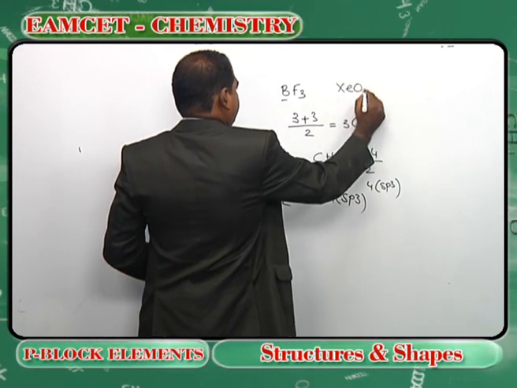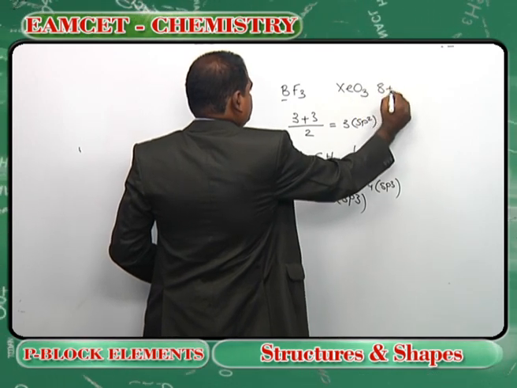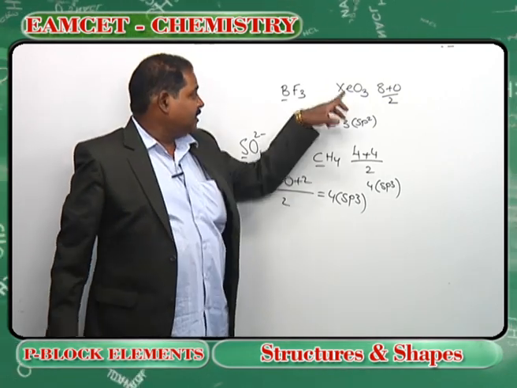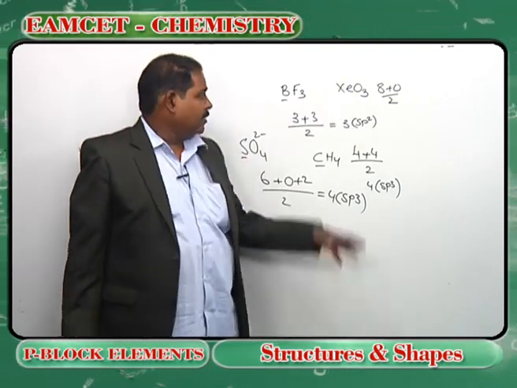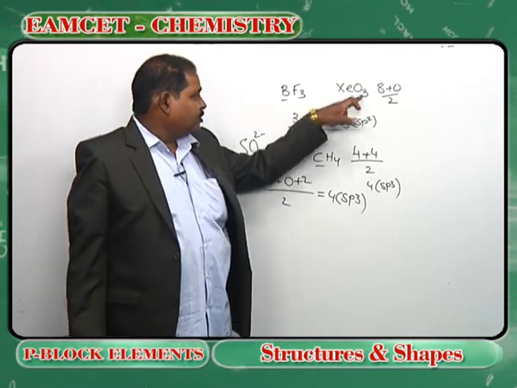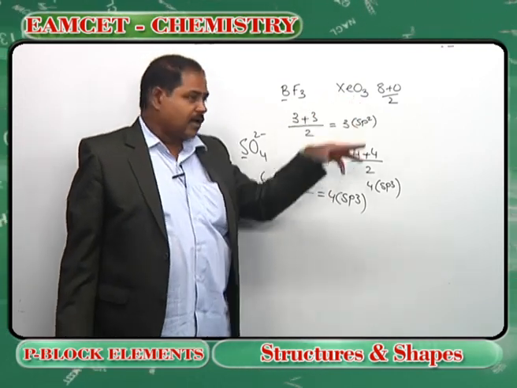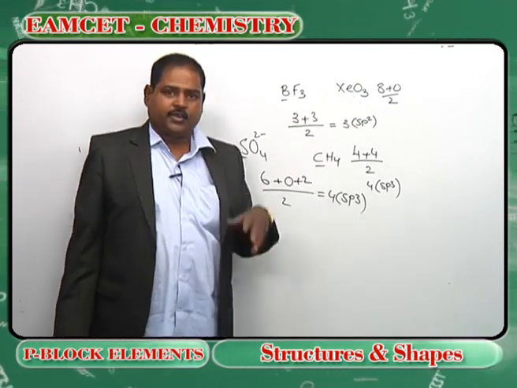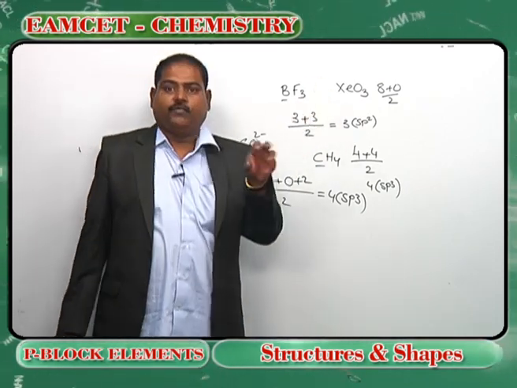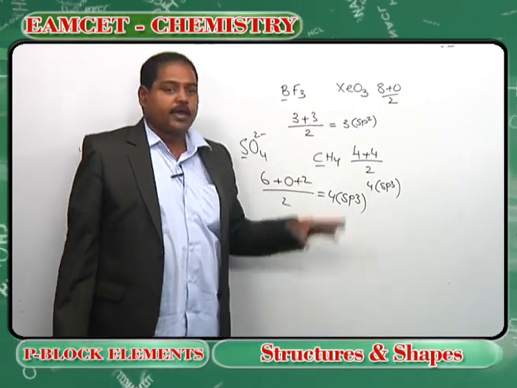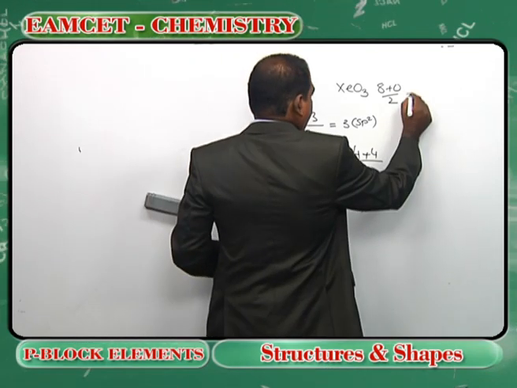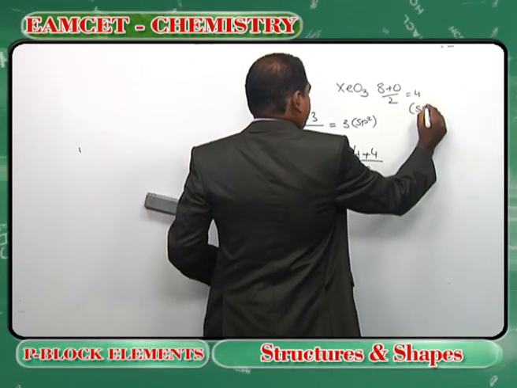XeO3, what would be the hybridization of xenon? 8 plus 0 by 2. Why is it 8? Xenon, you know, has 8 electrons in its valence shell, like all other noble gases, they have 8 electrons in the outermost shell. So, 8 plus 0. The 3 oxygens are not considered. It is just a formula, or you can say it is a shortcut. It is not that much of any concept, but it will make your life easy in finding the hybridization. One question on hybridization will be there in all exams, as you know well. So, 8 plus 0 by 2, 8 by 2, 4, sp3.